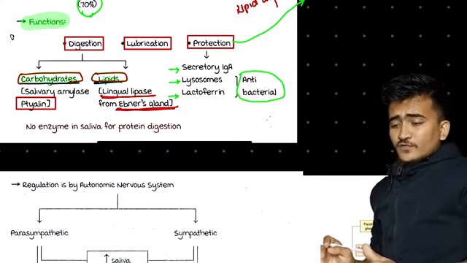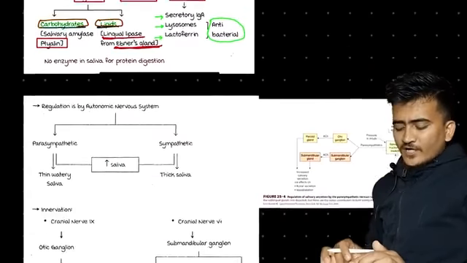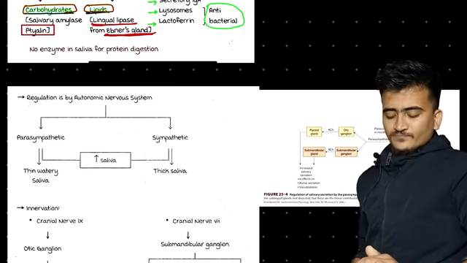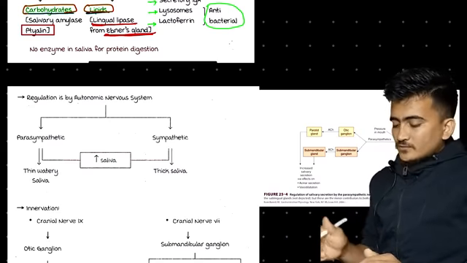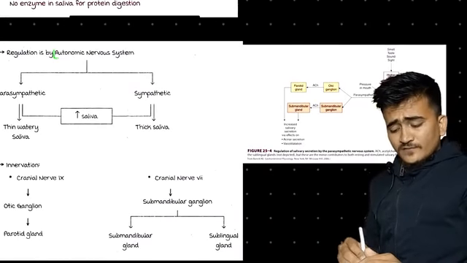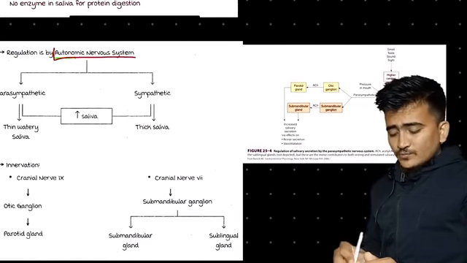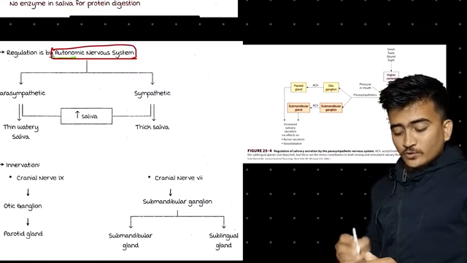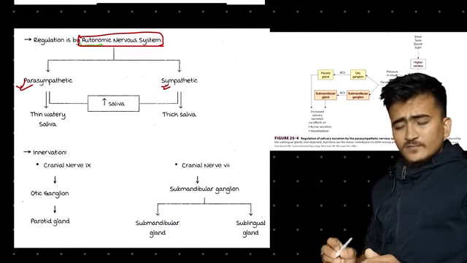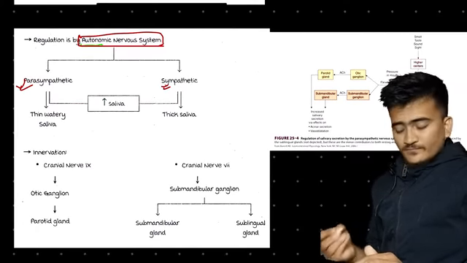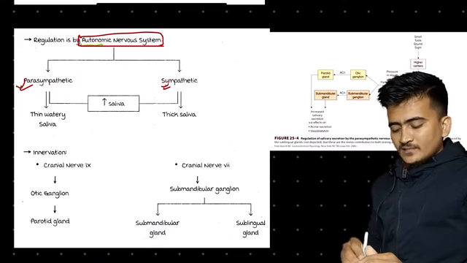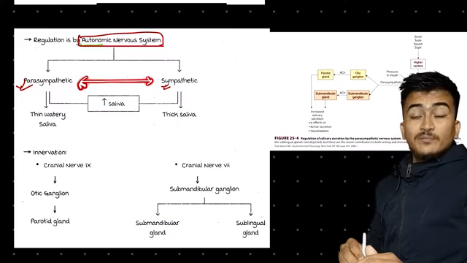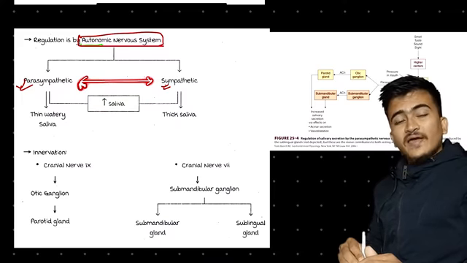Now moving further, we have the regulation of the salivary gland. How is the salivary gland regulated? This is a very important point: our salivary gland is solely regulated by the autonomic nervous system. And we know the autonomic nervous system has two parts, parasympathetic and sympathetic. If you recall, the parasympathetic and sympathetic nervous systems act oppositely, but in the case of the salivary gland, they are acting together.